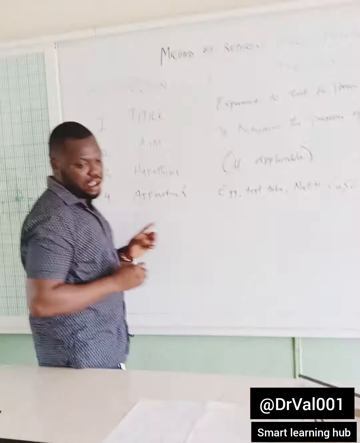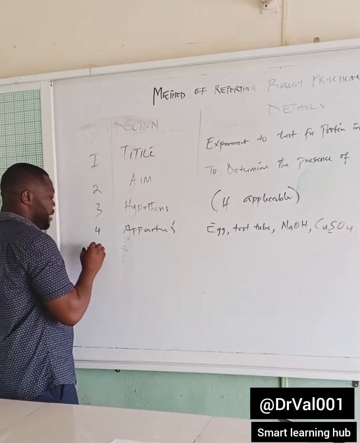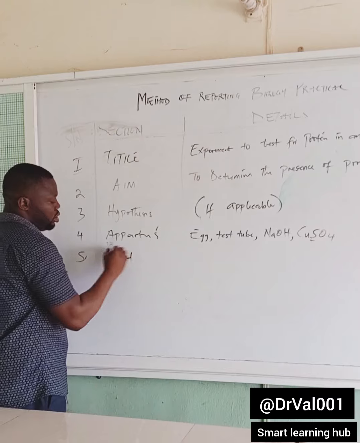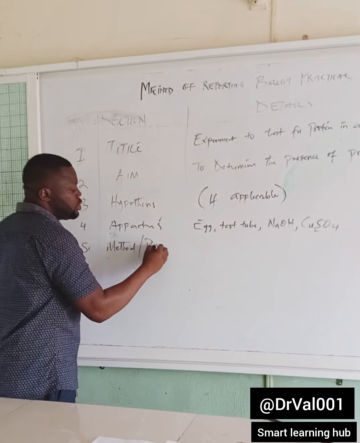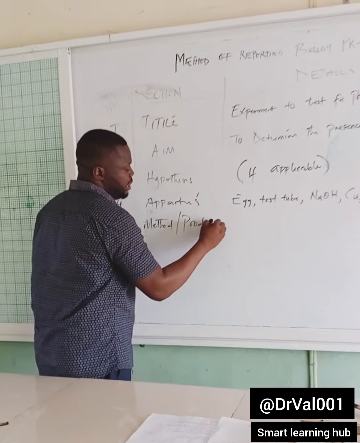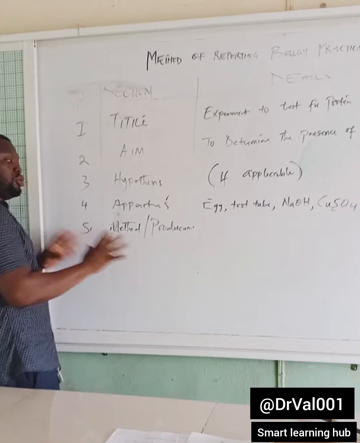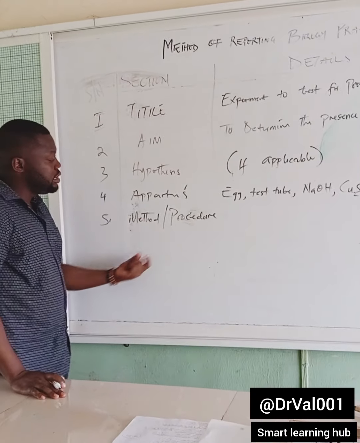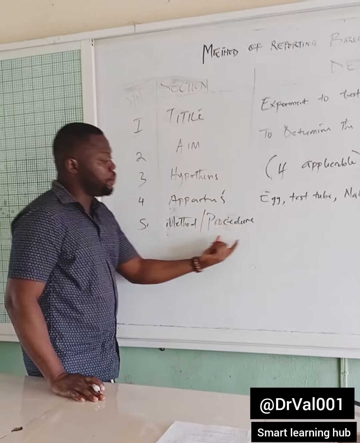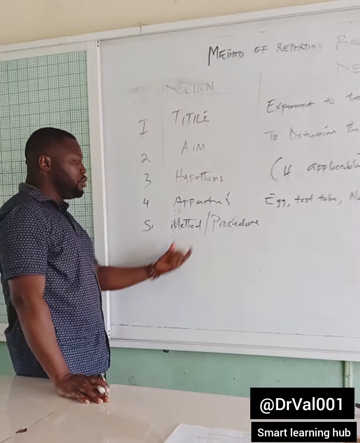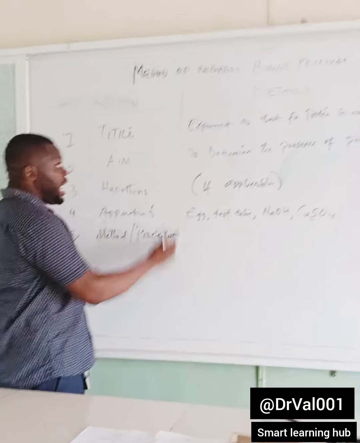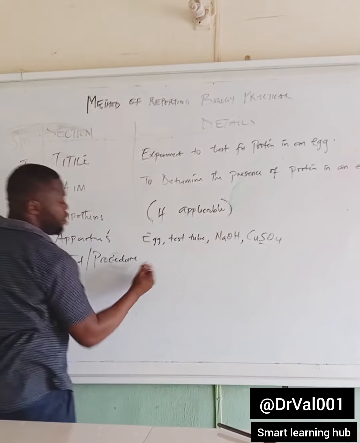Now, number 5, after the apparatus, you talk about the method, or what we call procedure. It depends on the term you want to use. You cannot use the two together. Either you use method or you use procedure. So at this point, in the detail side, you write the method.